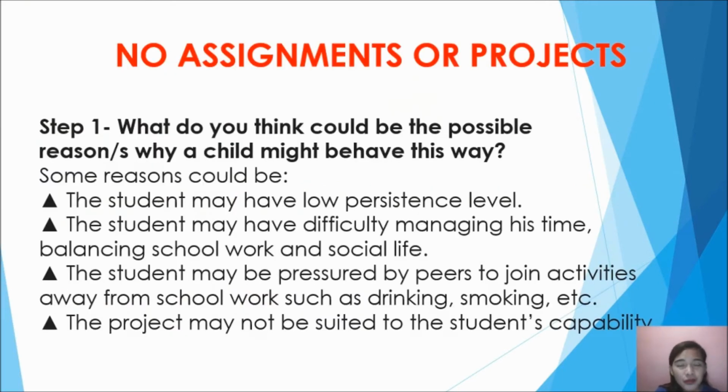The next example, for example, there are students who have no assignments or projects. First step, find the reason. The student may have a low persistence level. Could be the student may have difficulty managing his time, balancing schoolwork and social life, or the student may be pressured by peers, or the project may not be suited to the student's capability.